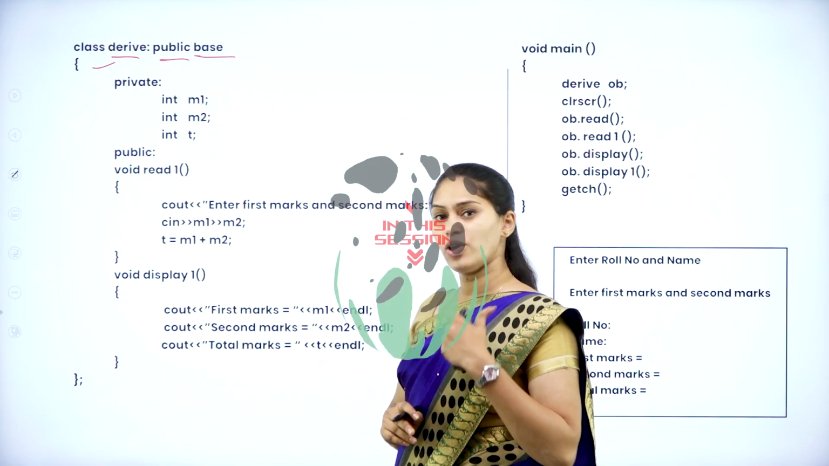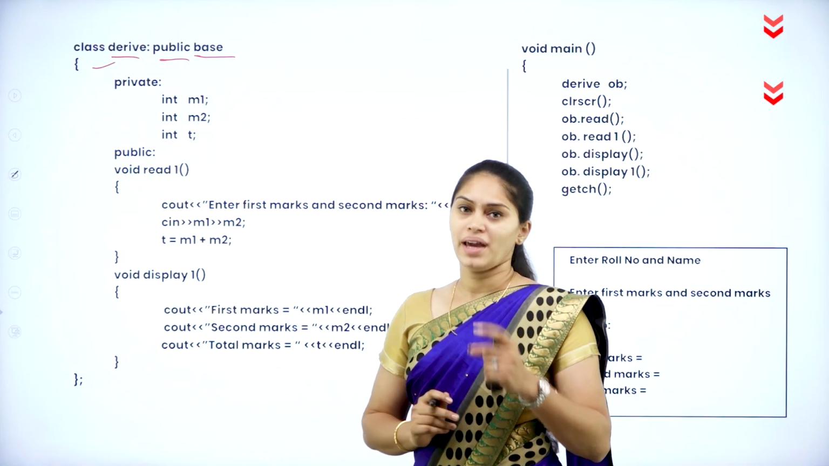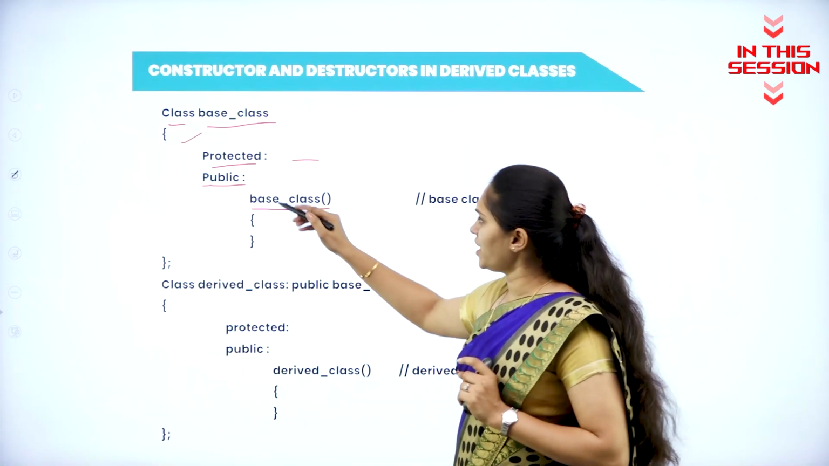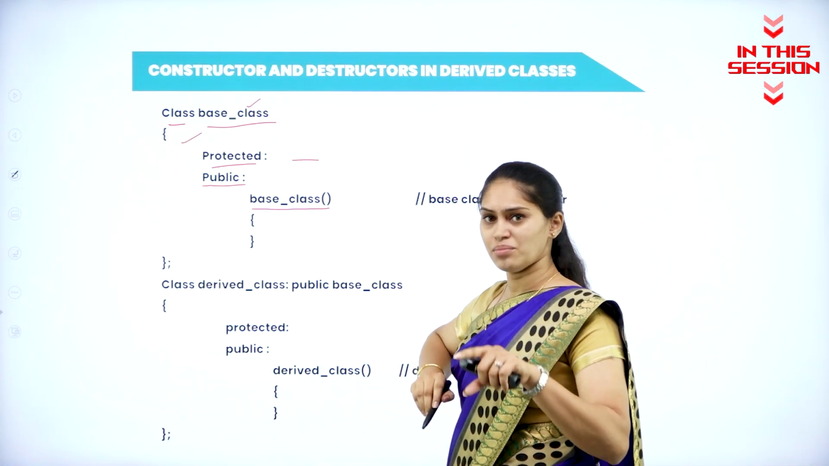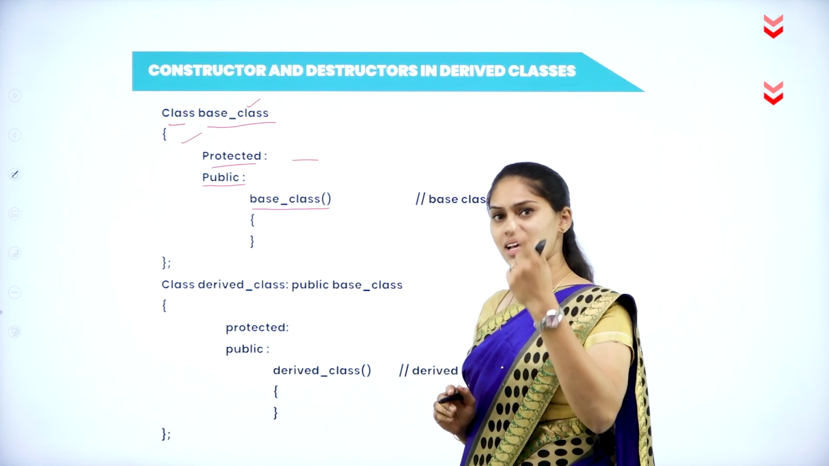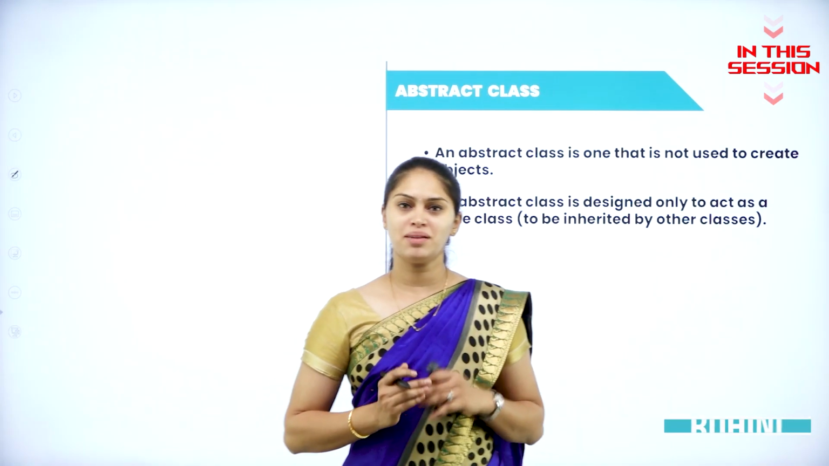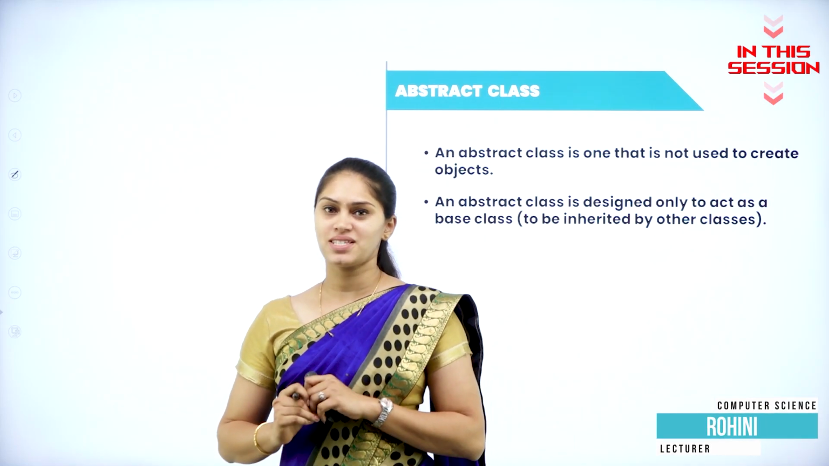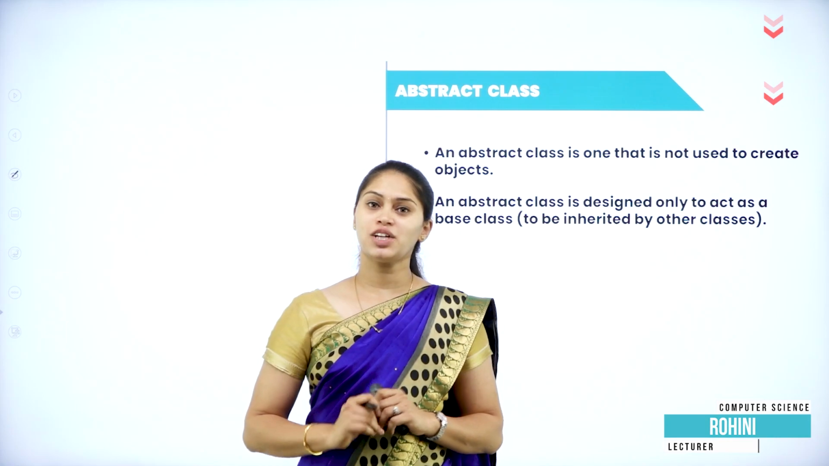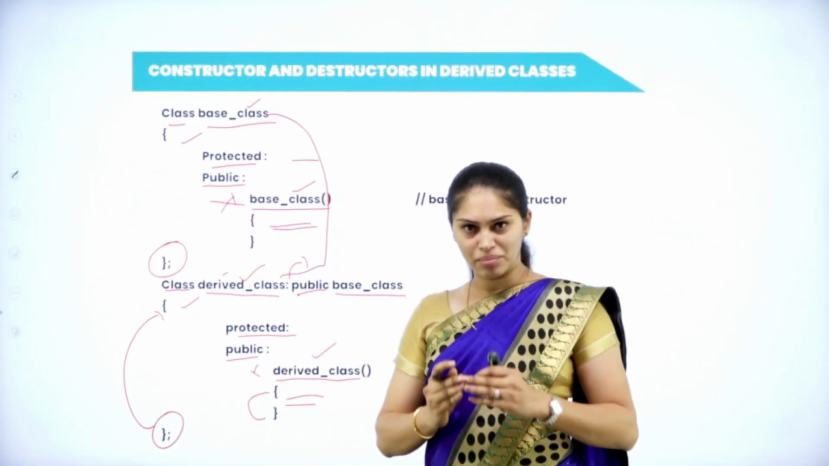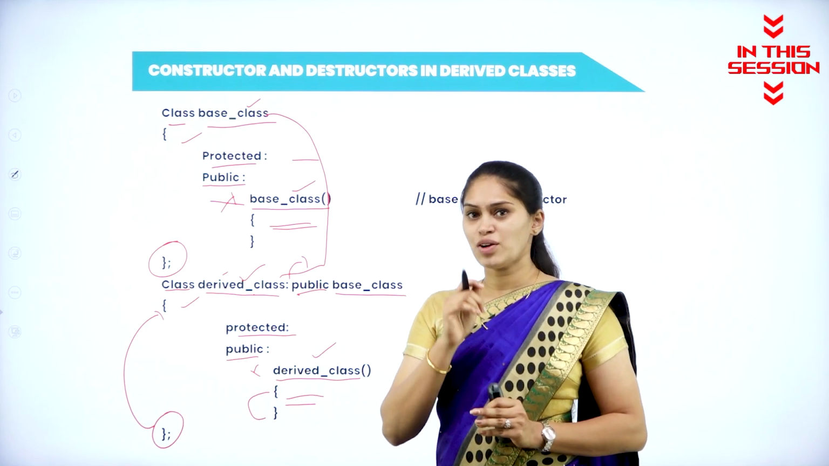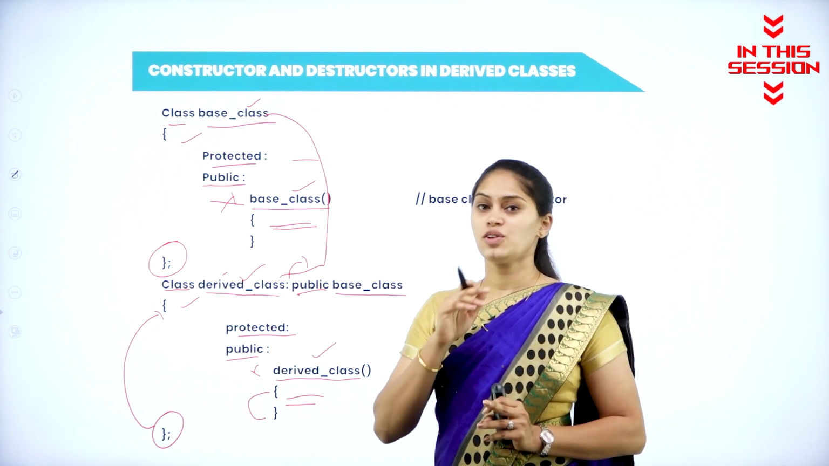A derived class will acquire the features of the base class, and it can also have its own features. So here I need to check whether the member function name is the same as the base class name. If I am using a base class and a derived class, I must know that I have to create an object only for the derived class. I am creating an object for the derived class. So can I call the derived class constructor first? No.